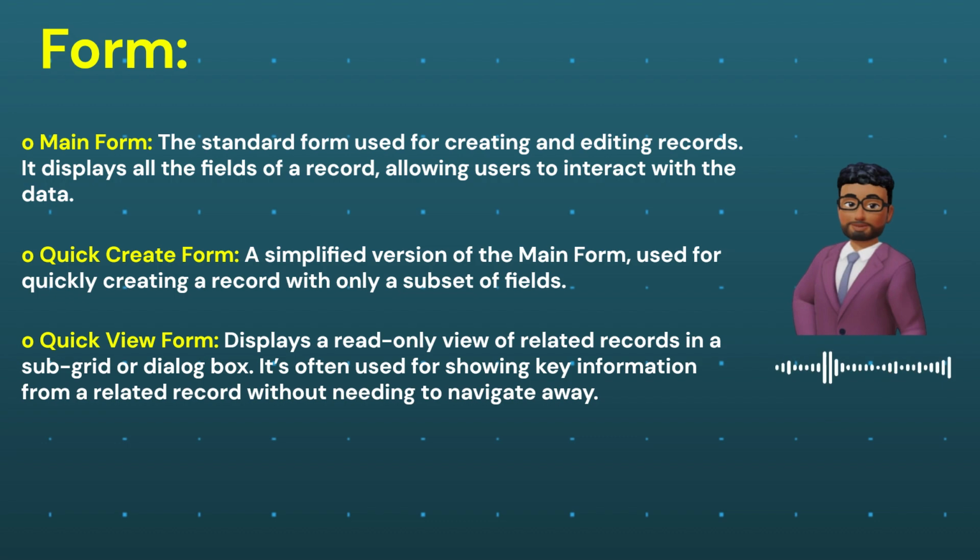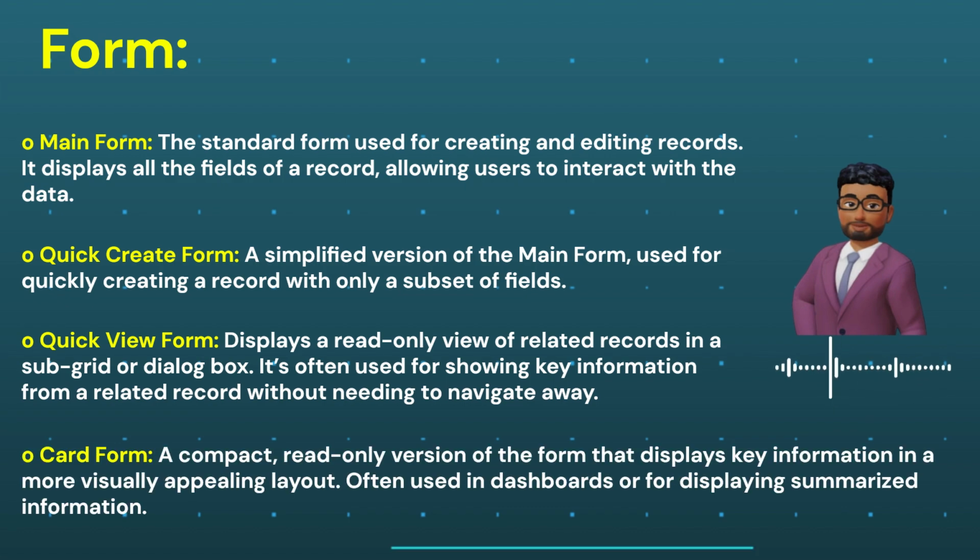In our context, let's say you are in the project table and you would like to view the tasks that are related to the project, then you can use a quick view form. Finally, the card form: a compact read-only version of the form that displays key information in a more visually appealing layout. This is often used in dashboards or for displaying summarized information. Now we have understood the definitions and types of forms in detail. We will jump back to the model-driven app and see forms in action.